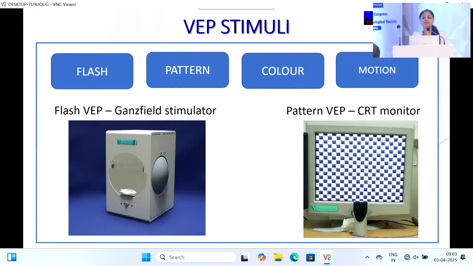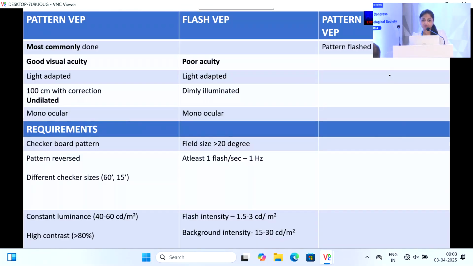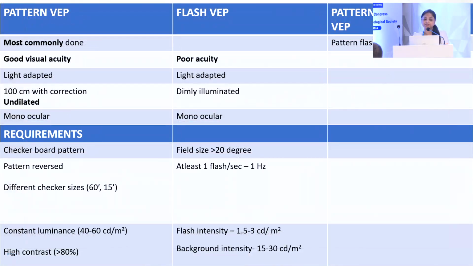VEP depends on different kinds of stimuli. One is flash VEP, one is pattern VEP. The flash VEP is done by a Ganzfeld stimulator and pattern VEP by a CRT monitor. The pattern VEP is most commonly done with patients with good visual acuity. The requirements are that the patient is light adapted, seated at 1 meter with full refractive correction. The patient is undilated. The test is performed monocularly. The other eye is patched.